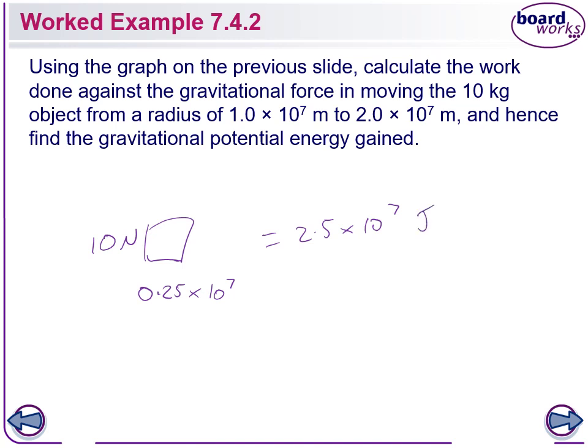1, 2, 3, 4, 5, 6, 7, 8. I'll call that 9. But I think they would allow it with anywhere between maybe 8 and 9. Probably not 10, I don't think. Okay, so that should come out to be 2.43 times 10 to the 8 joules.